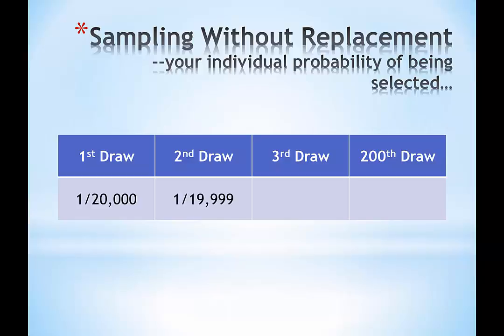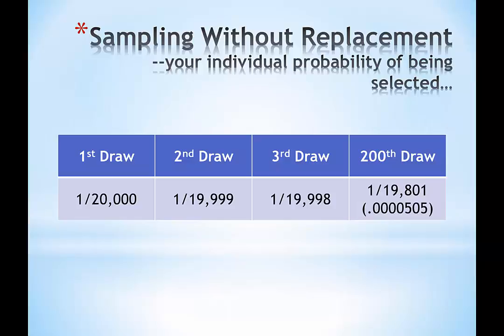On the second draw, if you weren't selected on the first one, your chances are 1 out of 19,999 remaining names. On the third draw, your chances are 1 out of 19,998, unless you were chosen on the first or second draw. Then your chances are 0. By the time I get to the 200th draw, your chances are 1 in 19,801 because I want 200 people in my sample.